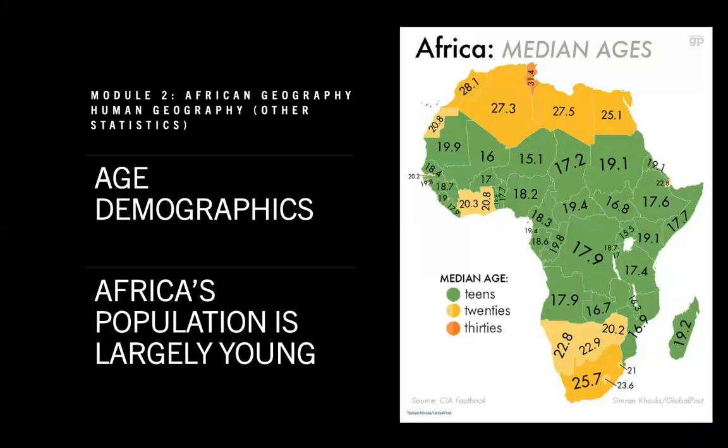In terms of age demographics, relatively African population is very young. Okay? So, median age, teens, 20s, 30s. So, larger portion of the continent are composed of teenagers. Tapos, sa Northern and Southern Africa, 20s naman, no? And you can rarely see states where the median age is on its 30s.